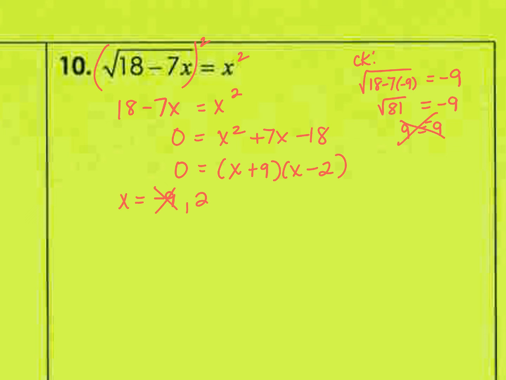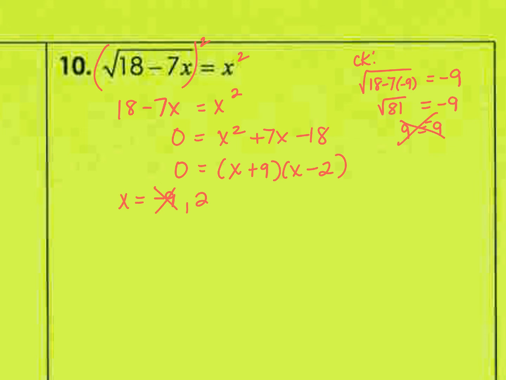Wait, I thought square root of 81 is plus or minus now. Not in this case. We should have known that already. Okay, yeah, just don't check it equals. Square root equals 9, positive. So negative 9 can't equal positive 9. That's right. So we throw out negative 9. So it's just 2.